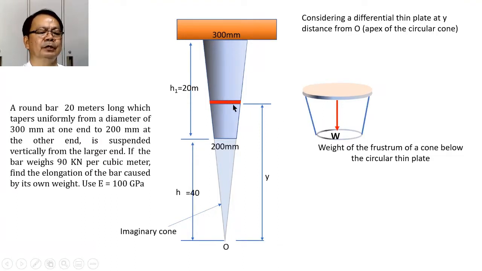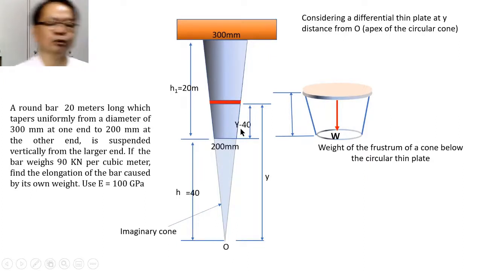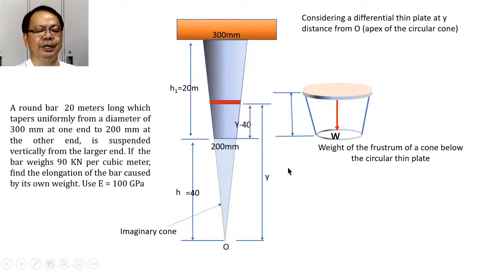Ito yung nire-represent natin itong frustum na ito. How do we get this height? This height of the frustum of the cone, which is this one, shall have a value equal to this distance. Mula dito hanggang diyan. And that is equal to this amount, which when we observe the value, will be the difference between y and 40. And so that distance or the height of that frustum, measured from the apex, is equal to y minus 40.